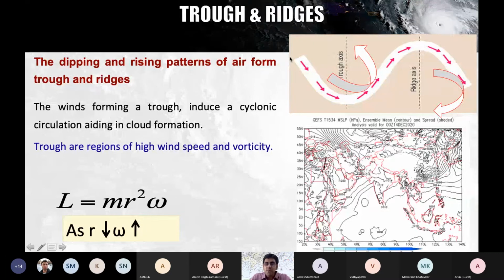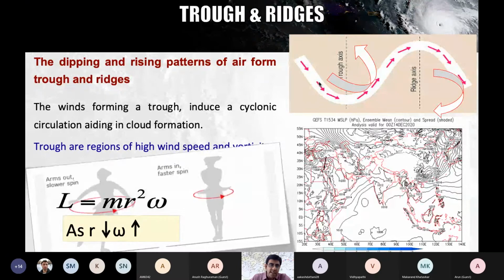A wind moving from west to east, a westerly wind, will always have a trough which is dipping down and a ridge which is moving up, because dipping down is going to induce a cyclonic wind pattern. This dipping pattern is very important because in regions of troughs the wind speed increases, so they lead to deposition of vorticity, and vorticity is very useful because it helps in convergence of moisture, and that moisture is what is getting updrafted.